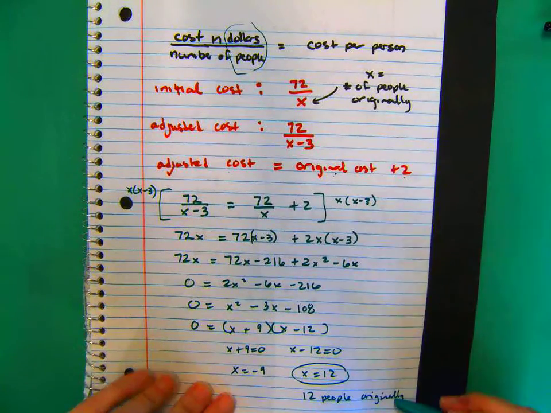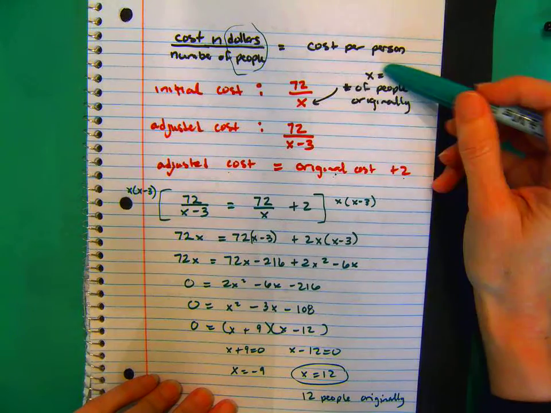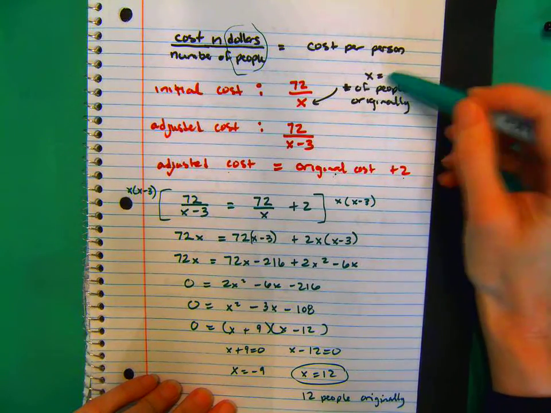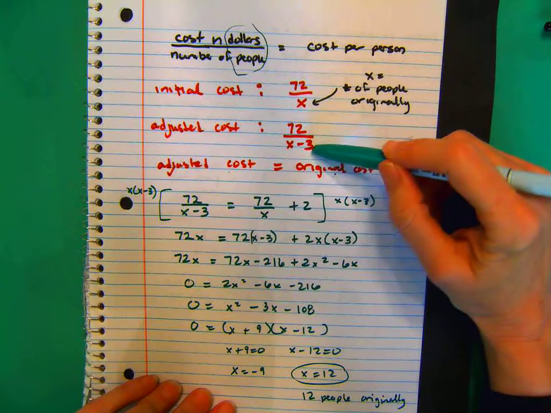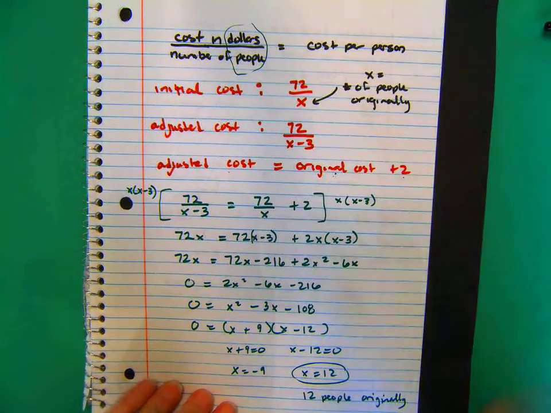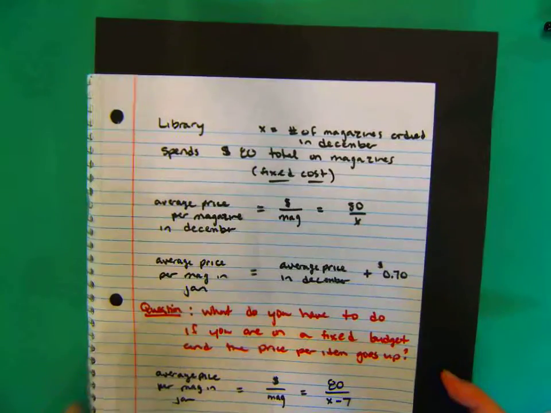Okay. If you wanted to speak properly, you could say the domain of this function would be positive numbers, greater than 0. Actually, probably greater than 3 because 3 people less went. So there you go. There was another problem kind of like that, about the library.